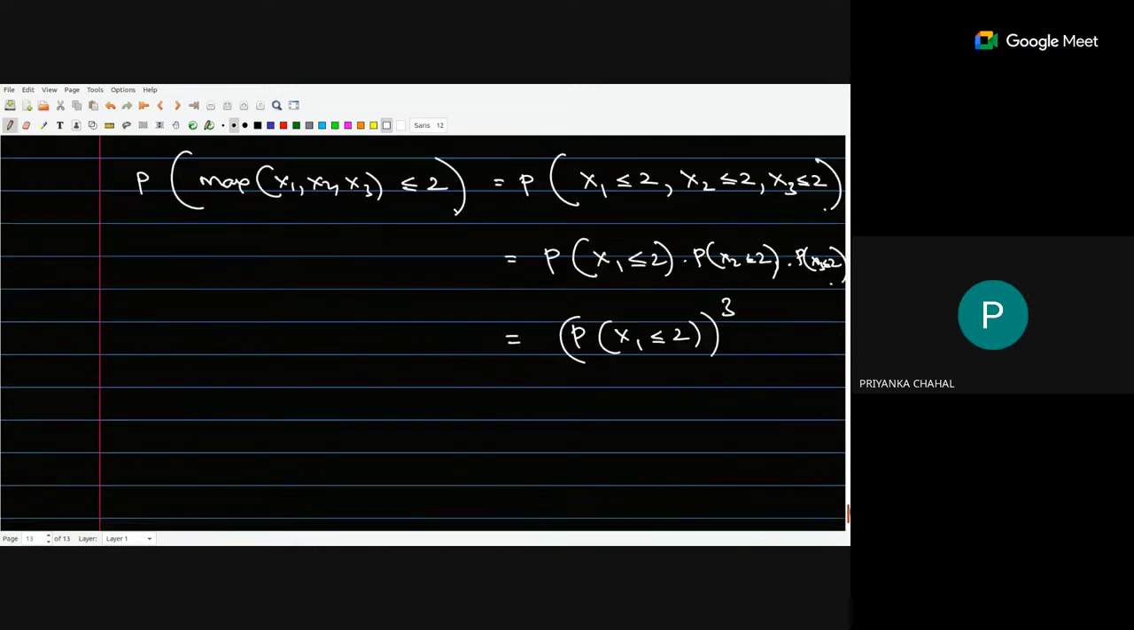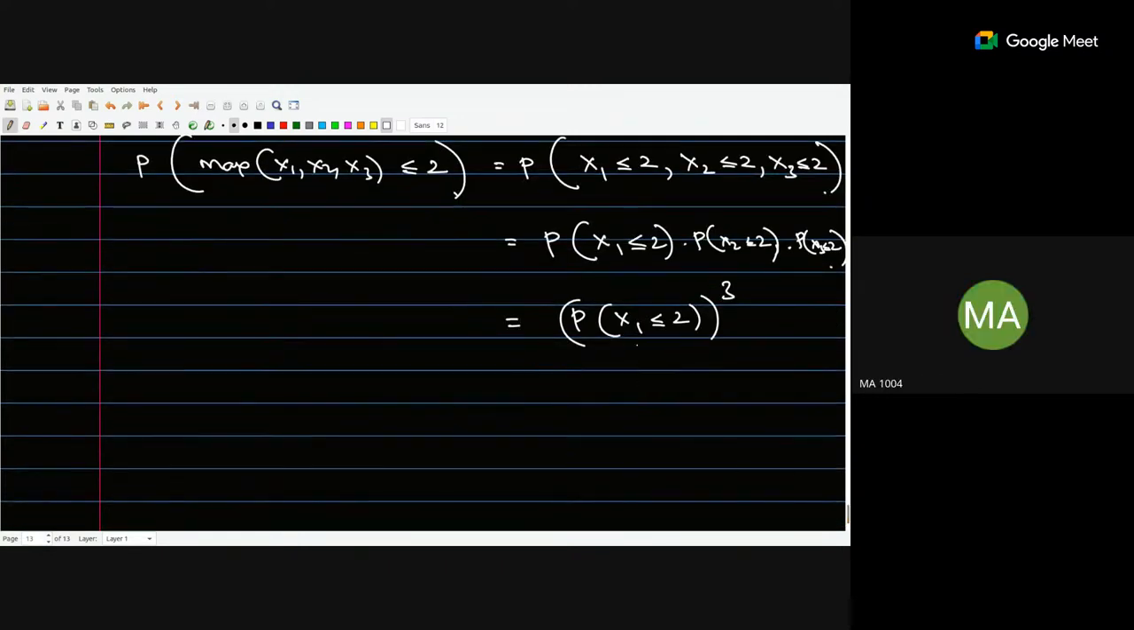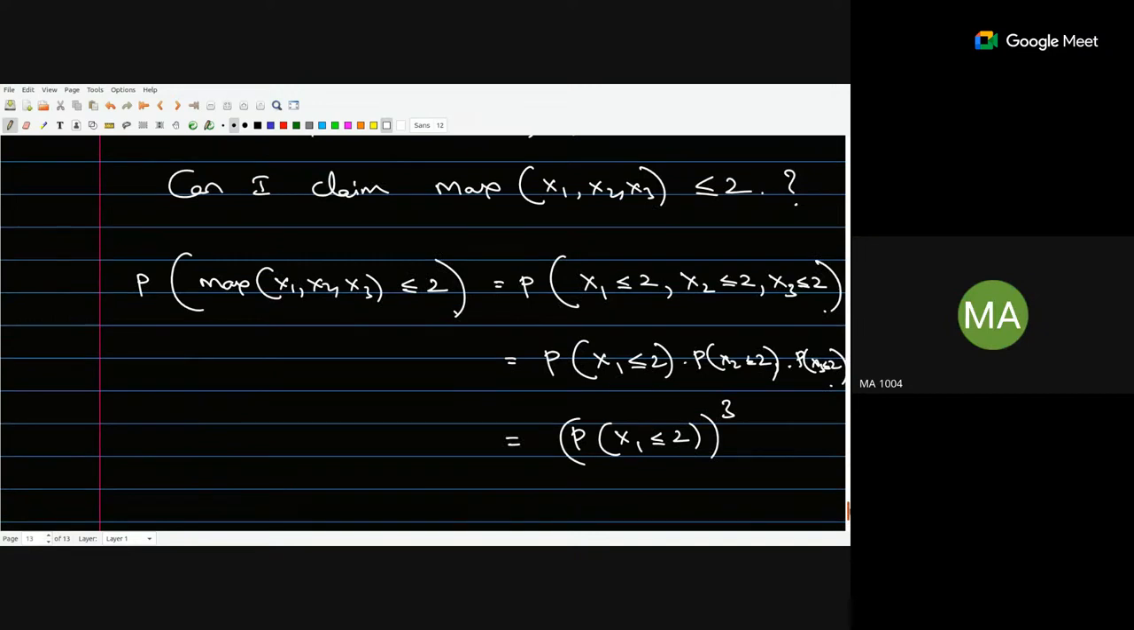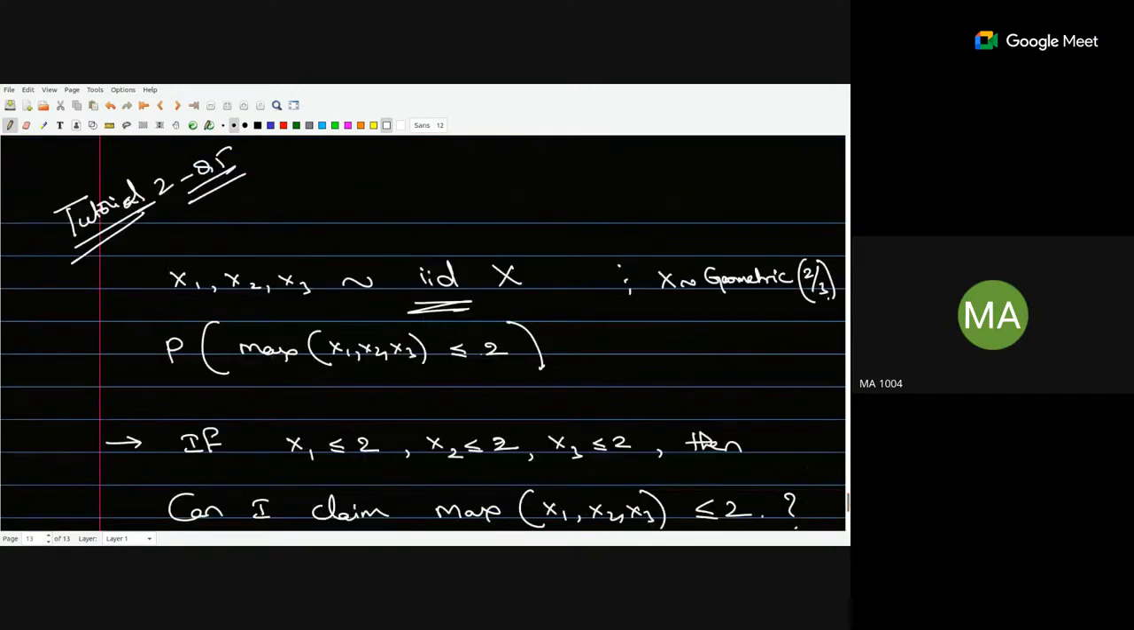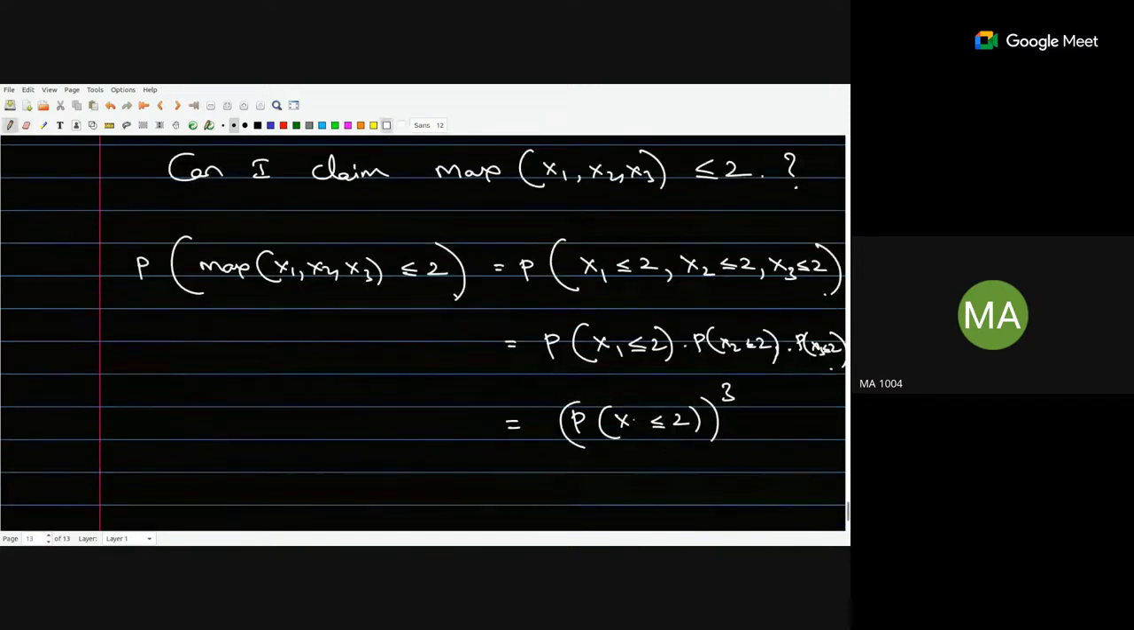Okay. Now what else is left? I need to know what x1 follows. X1 follows geometric 2/3. So all of them, actually you can replace it with x simply. So what does x follow? X follows a geometric distribution. If it is following a geometric distribution, we have two possible cases. X can take 1 or x can take 2. These are the only two possible cases.